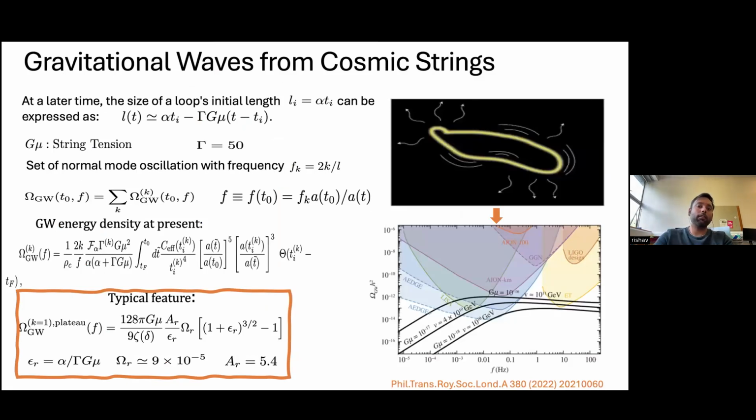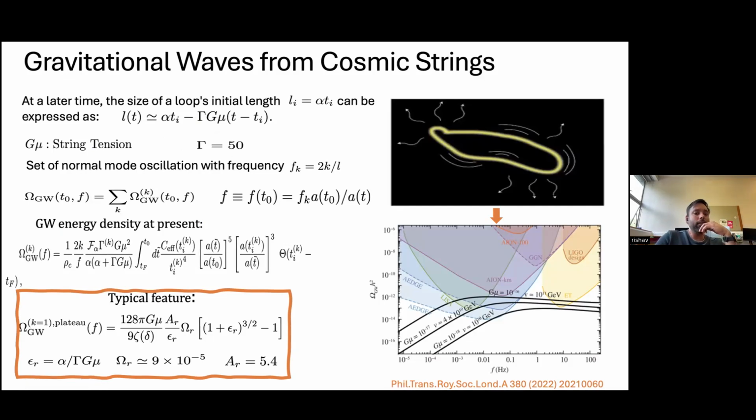So now to start with, one can consider a loop of length L, and at a later time, because of the emission of gravitational waves from the cosmic string, one can write the length of this loop as follows. And this term comes with a negative sign, as it radiates gravitational waves, and hence its size keeps on decreasing. Here G mu is the string tension, and gamma is about 50, and it comes from the simulation.